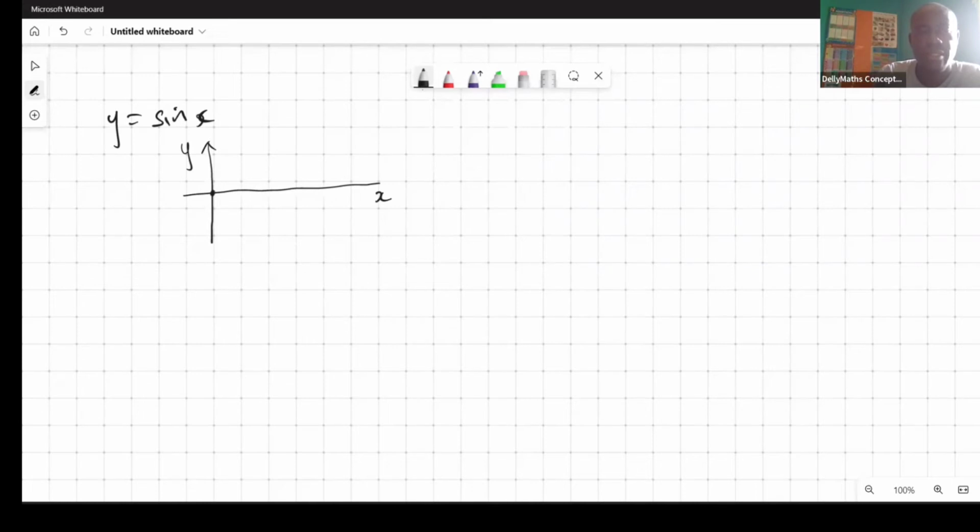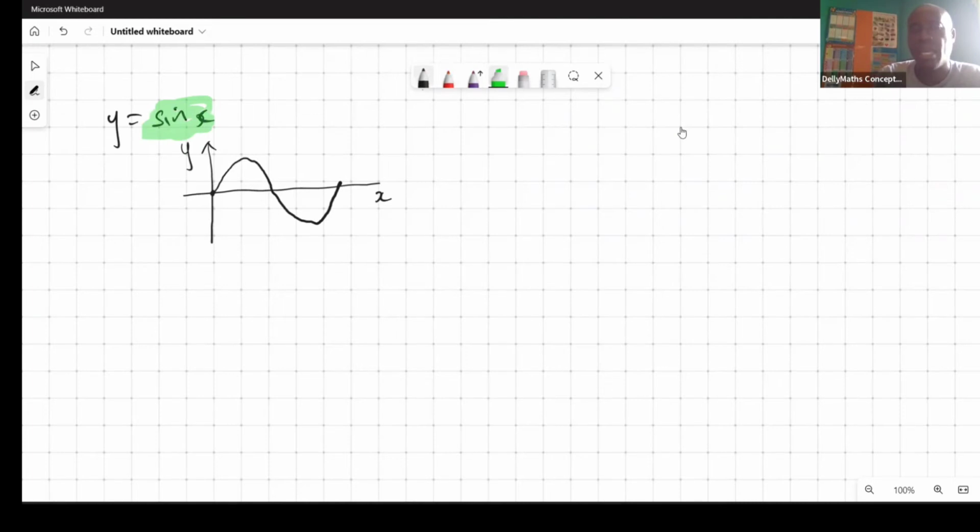It's going to start at the 0. It's going to go up, come down, and go back like this. So this is the general shape for y is equal to sine x, and you could see that this is a positive sine x.